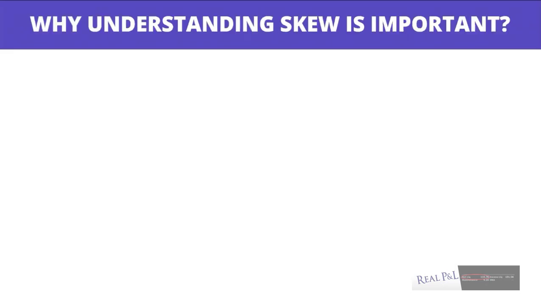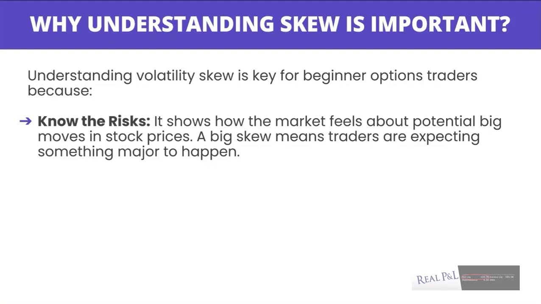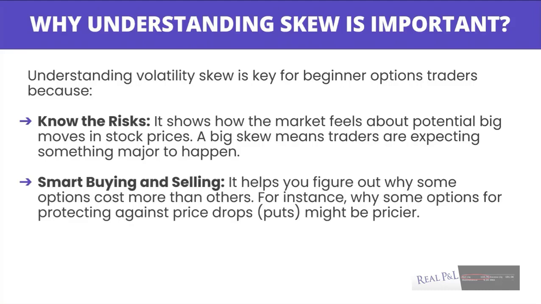Why understanding skew is important. Understanding volatility skew is key for beginning options traders because you want to know the risk. It shows how the market feels about potential big moves in stock prices. A big skew means traders are expecting something major to happen, like a binary event. Smart buying and selling: it helps you figure out why some options cost more than others. For instance, why some options for protecting against price drops, like puts, might be pricier than calls.